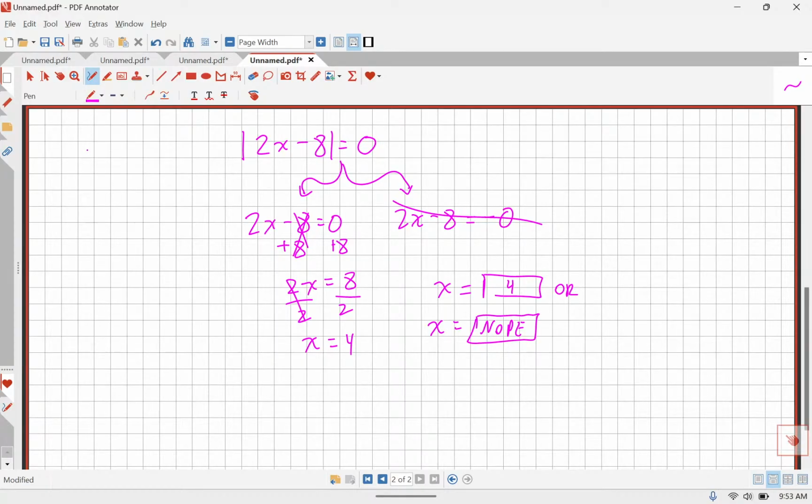So on your planner, guys, for Friday, October 10th, and that's on page 45, I want you guys to work on 6.1. That's absolute value equations, where there is only stuff on the inside of your absolute values.